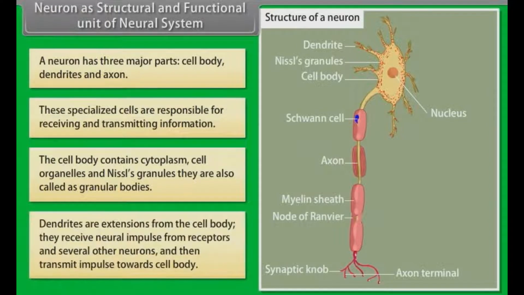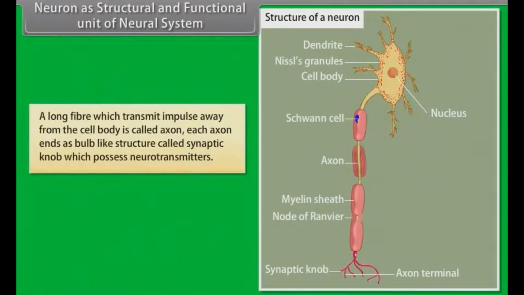Dendrites are extensions from the cell body. They receive neural impulse from receptors and several other neurons and then transmit impulse towards the cell body. A long fiber which transmits impulse away from the cell body is called axon. Each axon ends as a bulb-like structure called synaptic knob, which possesses neurotransmitters.